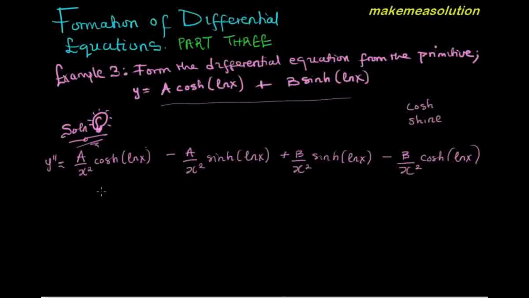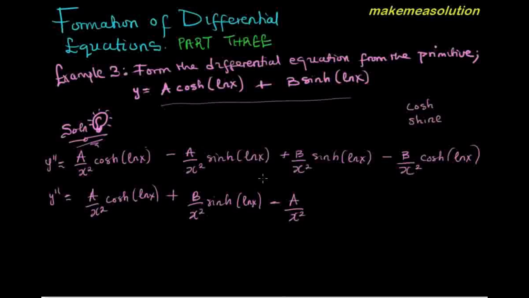Okay, this is what we have previously from the other part of the board, so let's continue. Now, at this point, I'm going to arrange this equation carefully. Okay, so y prime prime is equal to a over x squared cos ln x plus b over x squared sine ln x minus a over x squared, that's this term over here, sine ln x, and this term over here minus b over x squared cos ln x.